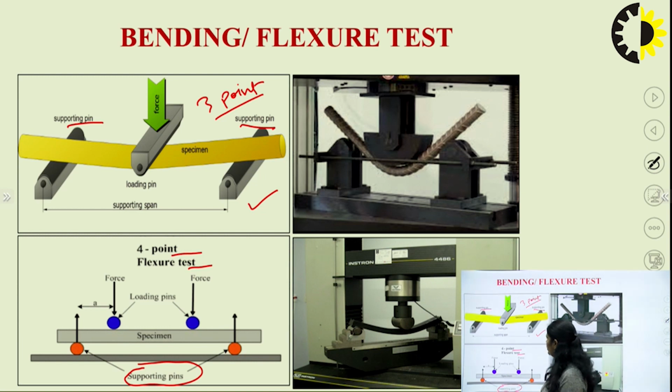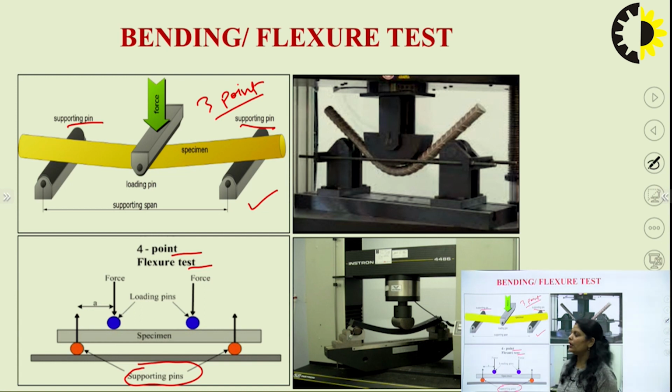So it is the 4-point flexure test. How will we select whether we go for the 3-point or the 4-point bending test? If our material is homogeneous, like metals, alloys, or polymers, then we will go for the 3-point bending test, because in a homogeneous material the properties are the same at every point.